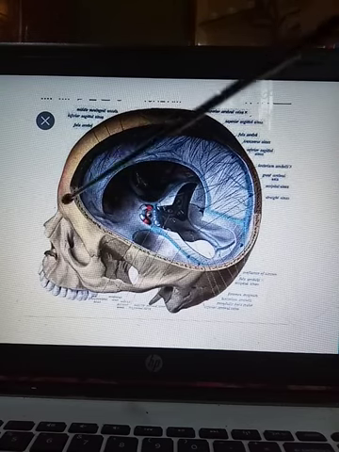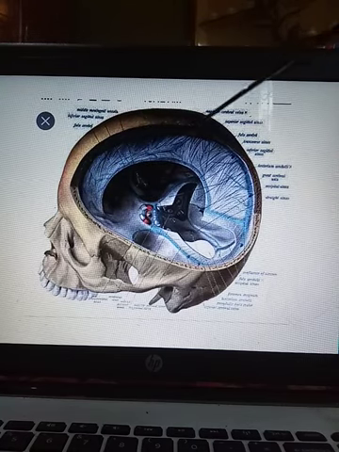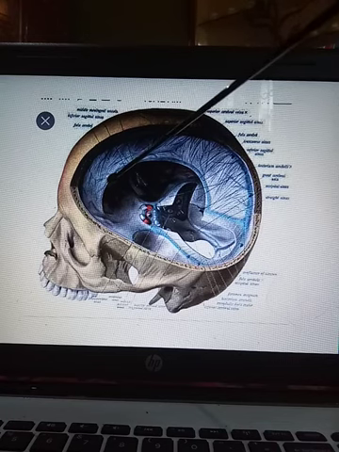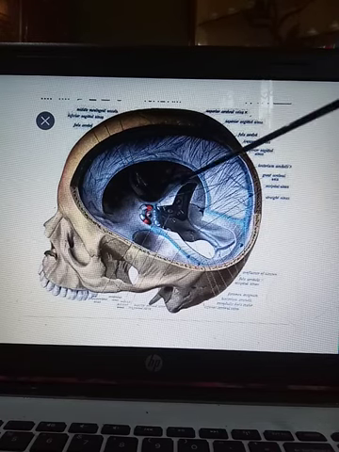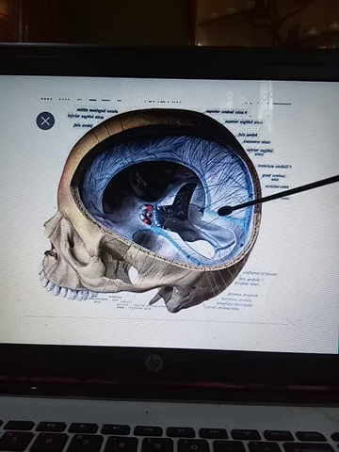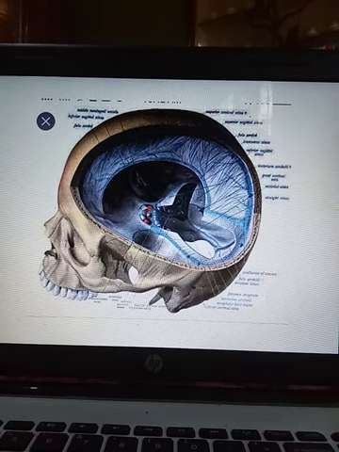Then talking about the sinuses, you have the superior sagittal sinus along the superior border. You have the inferior sagittal sinus along the posterior 2/3 of the inferior border. Then you have the straight sinus which is present in the base.